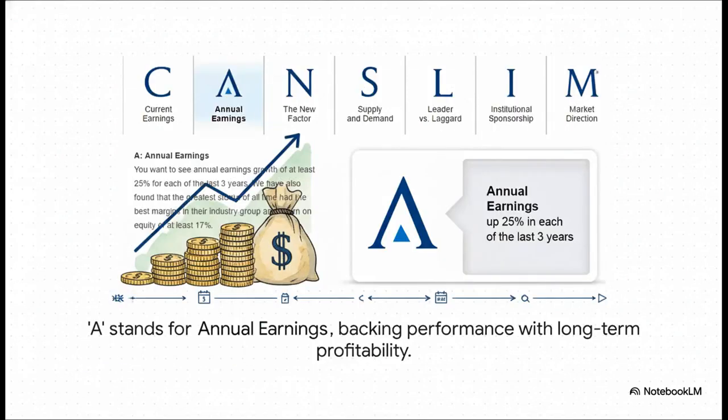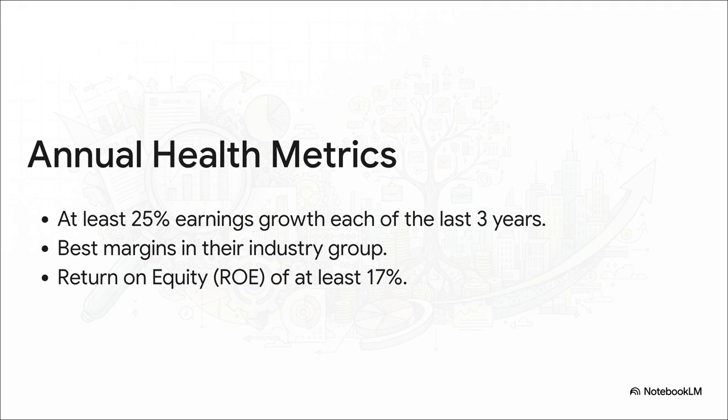Okay, so from C, we build right on to A. A stands for annual earnings. Because look, a great recent quarter is fantastic, but we need to see that it's backed up by a solid history of consistent long-term profitability. And here are the specific numbers to watch for.